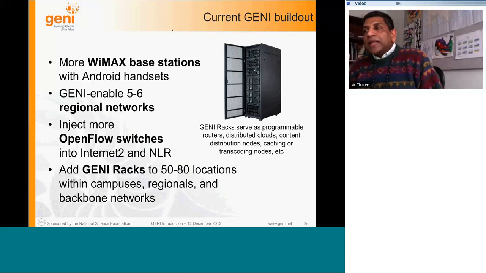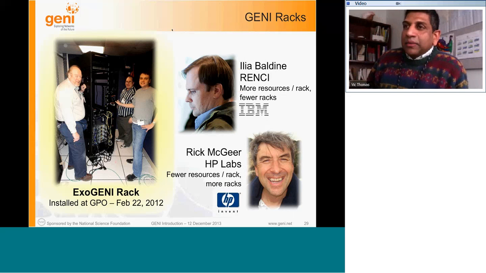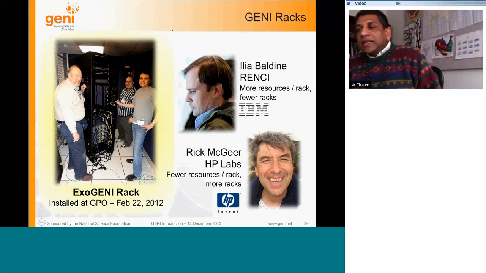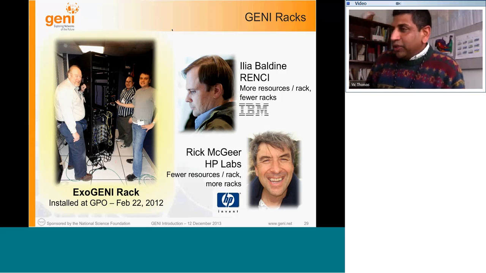There are two teams building racks. One team is led by Ilya Baldin at RENCI in North Carolina with IBM as the partner. So they're building what are called ExoGENI racks, and these have fairly high power computing and networking resources in them, but they're more expensive, so there are fewer of those racks. And there's another kind of rack called InstaGENI racks that Rick McGeer of HP Labs is deploying along with the University of Utah. And these are not quite as powerful in terms of computing and networking resources, but they're less expensive, and so there are more of these racks being deployed. I'm not sure which kind of rack you're getting at Texas A&M.